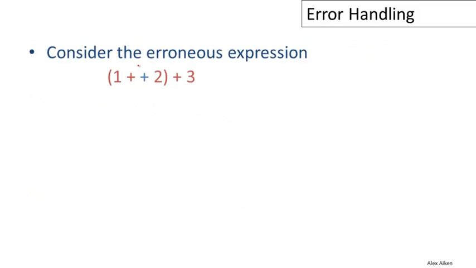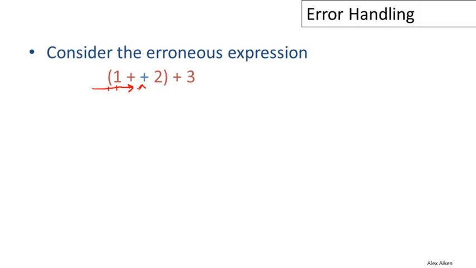So let's look at a simple hypothetical example of panic mode error recovery. So here's an expression. Clearly it has a problem. We shouldn't have two plus signs in a row, so something's gone wrong here at the second plus. And what's going to happen is the parser is going to come along. The parser is going to be proceeding from left to right. It's going to see the open paren. It's going to see the number one. It's going to see the plus.